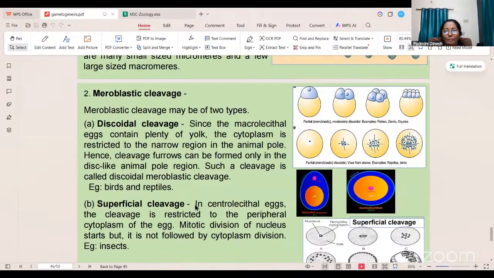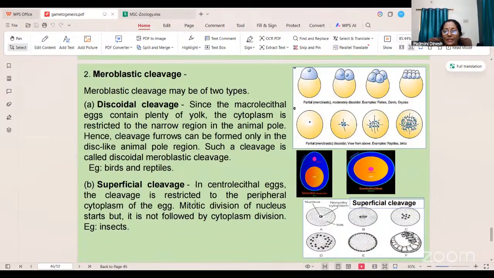Now, what is a meroblastic cleavage? Meroblastic cleavage is mostly found in the reptiles and the birds. Meroblastic, where you have a cap-like structure. I told you already the pattern of cleavage, the discoidal cleavage. Because of the presence of the maximum amount of yolk, the nucleus and the cytoplasm are pushed to one side on the top, and the division starts to occur above the yolk.